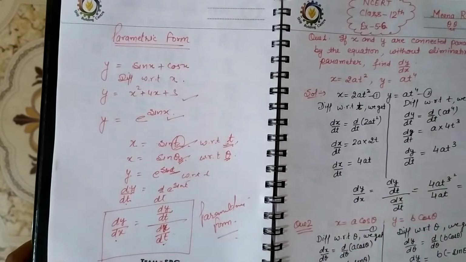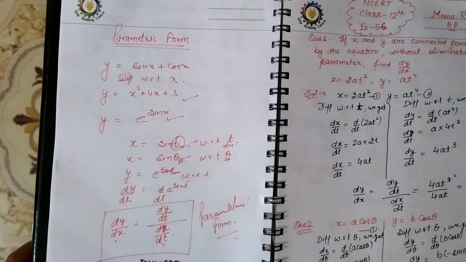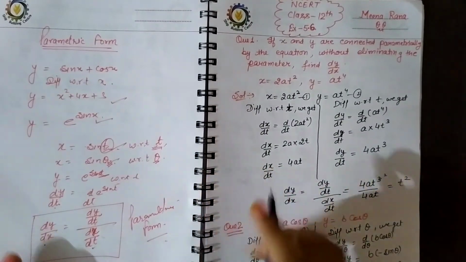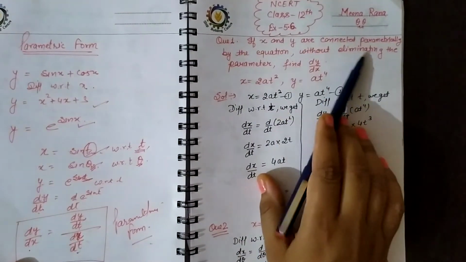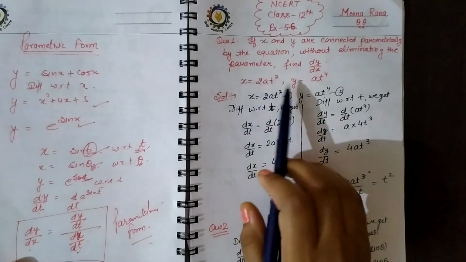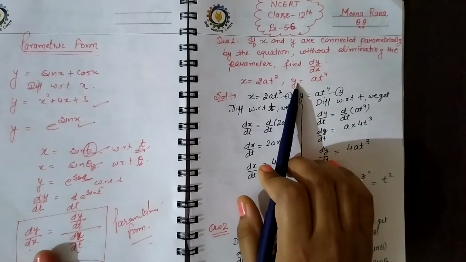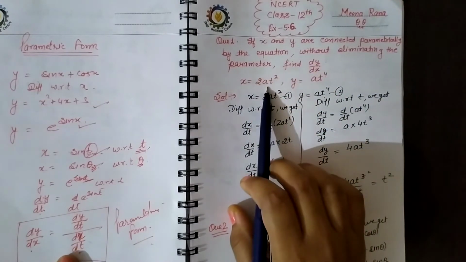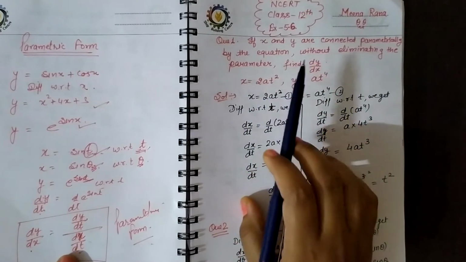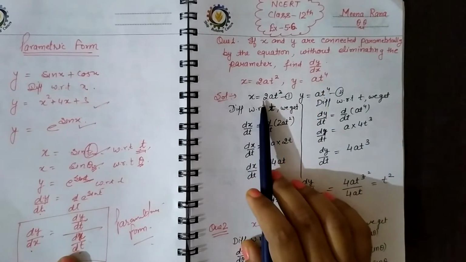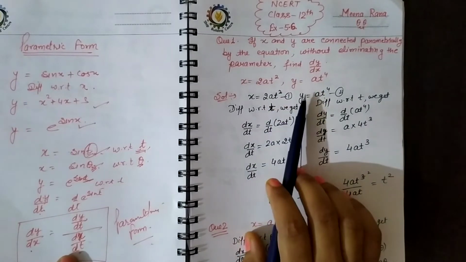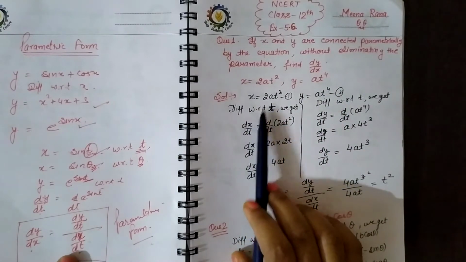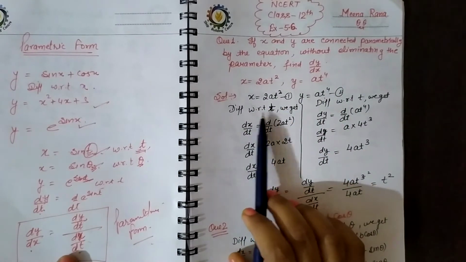So now let us start the questions. First question: if x and y are connected parametrically by the equations, x and y are both connected with t, so without eliminating the parameter, we do not have to eliminate the parameter. Find dy by dx. We have given x is equal to 2at square, y is equal to 8t raised to power 4. So differentiate with respect to the parameter, that is t.